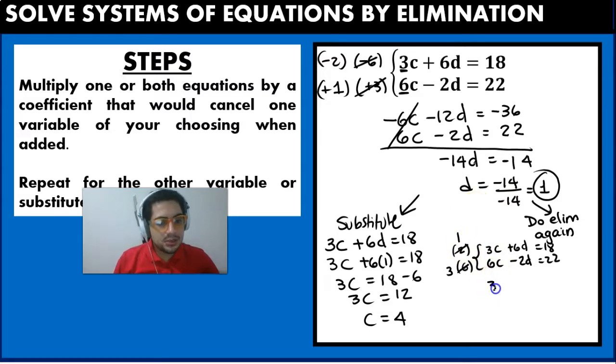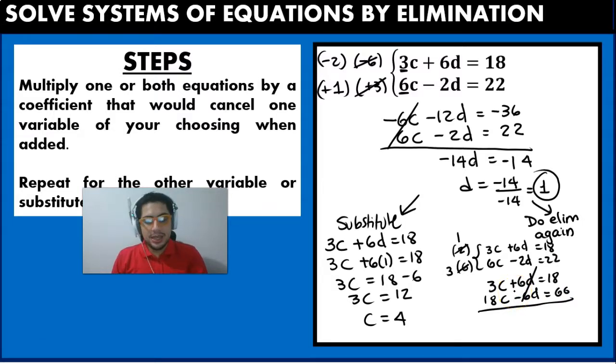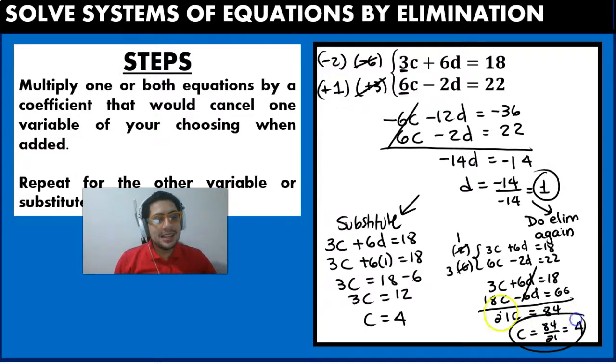So 1 times 3c is 3c. 1 times 6d is 6d is equal to 18 times 1, 18. 3 times 6c is 18c. 3 times minus 2d is minus 6d. And 3 times 22 is 66, which again cancels the d. And there you get 3 plus 18, which is 21c, is equal to 18 plus 66, which is again 84. So c is equal to 84 divided by 21, which again is going to give us 4. So that means that we get the same answer, which means that the procedure is correct.